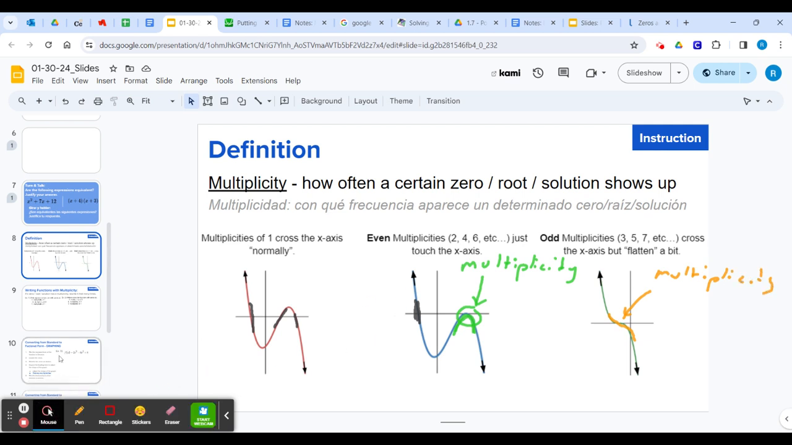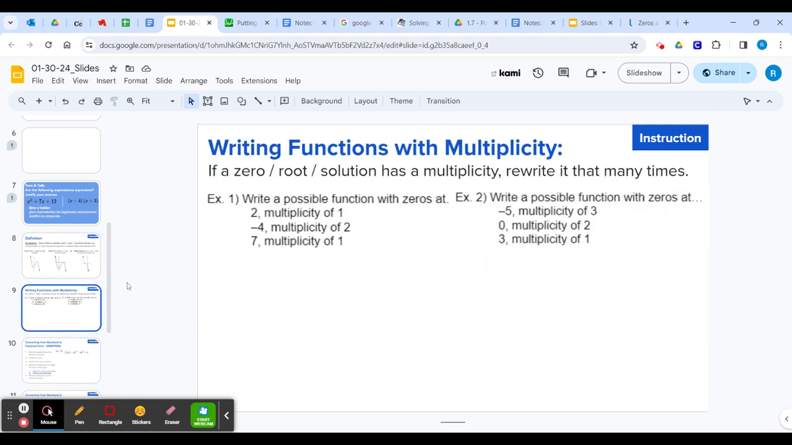So let's see how these show up in a couple different ways. The first way is when we're writing our functions or equations. So if a zero, root, or solution has a multiplicity, we're just going to rewrite it that many times. So we're going to write a possible function with zeros at 2, -4, and 7, and those multiplicities are 1, 2, and 1. So I'm going to start. I'm just going to write out my function notation. So f of x equals, and I'll start with this blue one here.